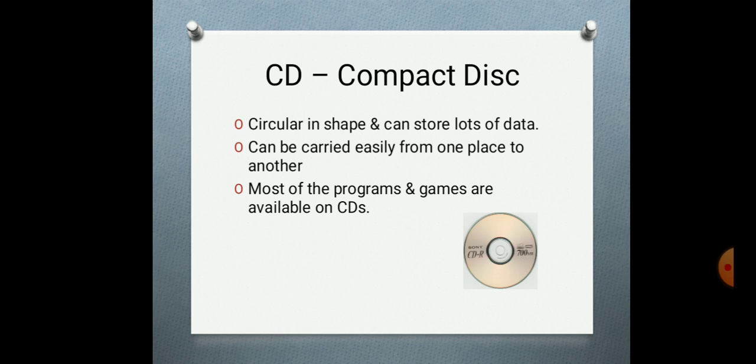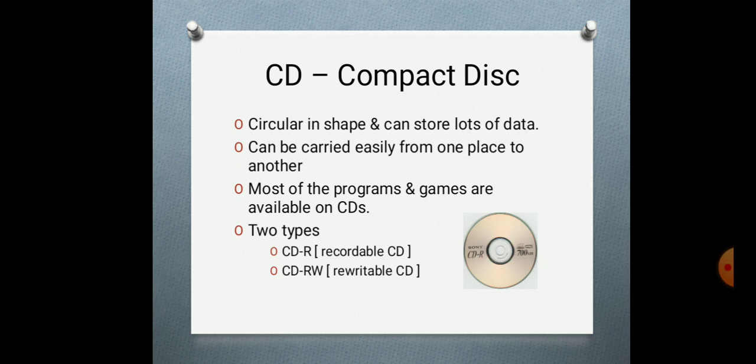Have you seen a CD, children? Yes. Then, the CD is of two types: CDR and CDRW. CDR refers to recordable CD, and CDRW refers to rewritable CD. As the name suggests, in a recordable CD the data can only be recorded. Once recorded, it cannot be removed. Whatever data is put into the CD cannot be removed.